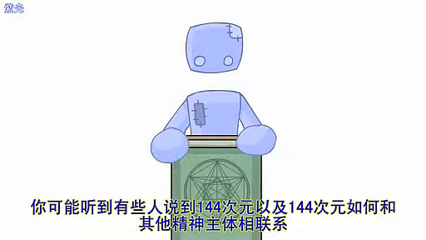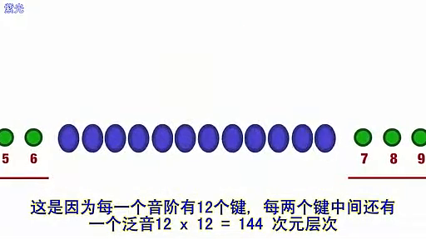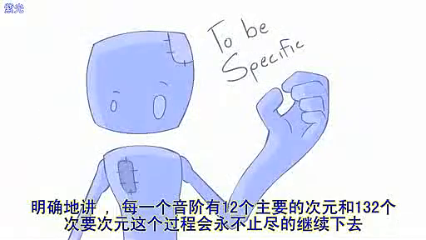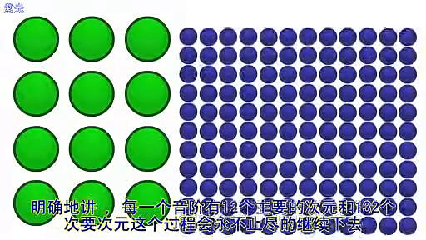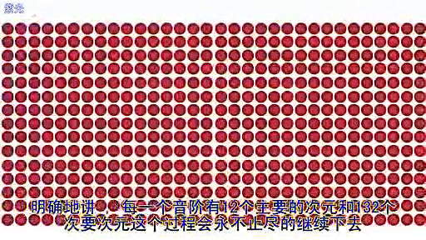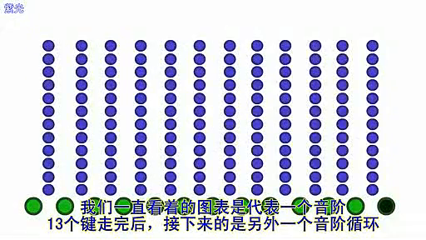You may have heard people talk about 144 dimensions and how 144 relates to other spiritual subjects. This is because there are 12 notes in an octave and 12 overtones between each note. 12 times 12 equals 144 dimensional levels. To be specific, there are 12 major dimensions and 132 minor dimensions within each octave, though in truth this progression probably goes on forever. The diagram we've been looking at represents one octave. The 13th note repeats, and then there's another octave after that.